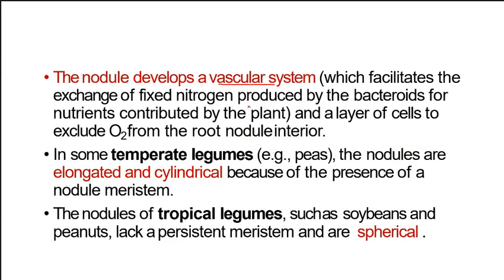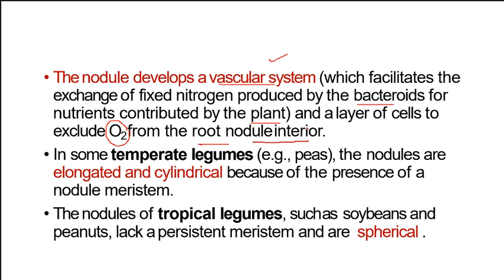What is the role of the formation of the vascular system? First, the nutrients are exchanged. Whatever nitrogen is fixed by the bacteria, and whatever raw materials are required for the fixing of the nitrogen, they are exchanged by this vascular system. And the oxygen is excluded from the root nodule interior.